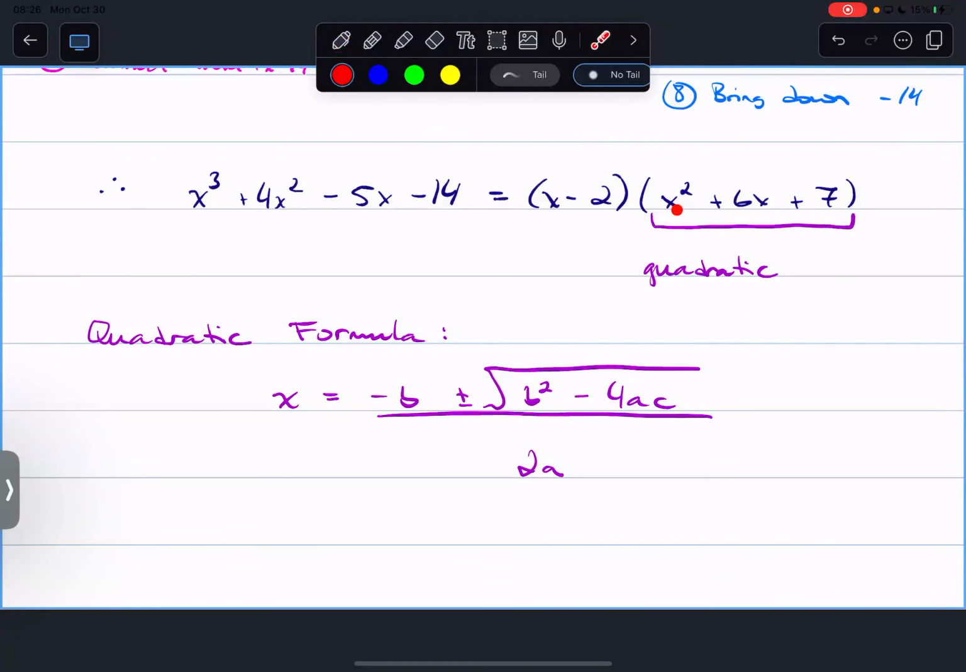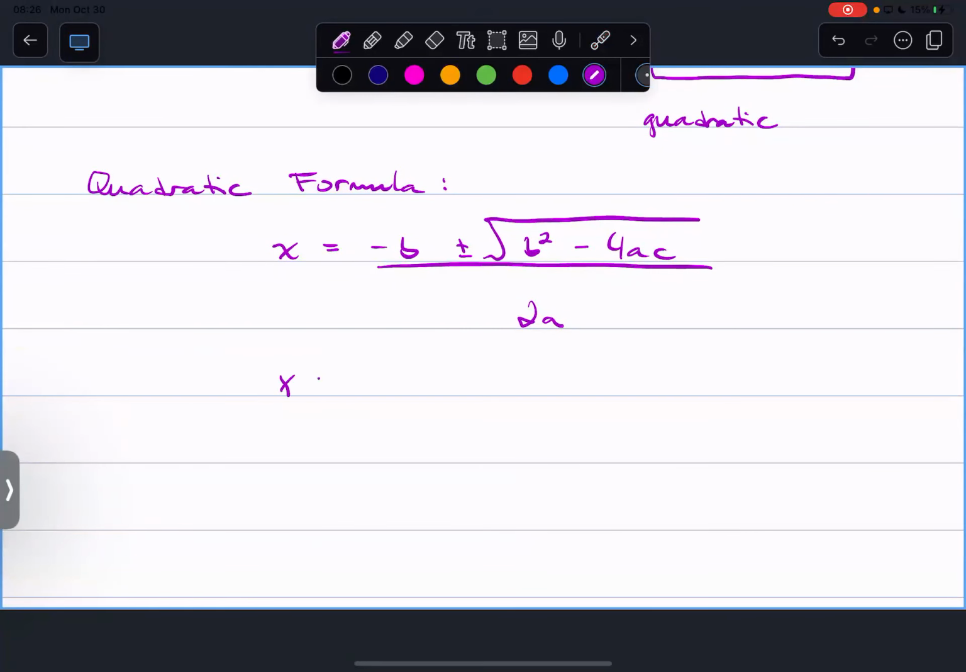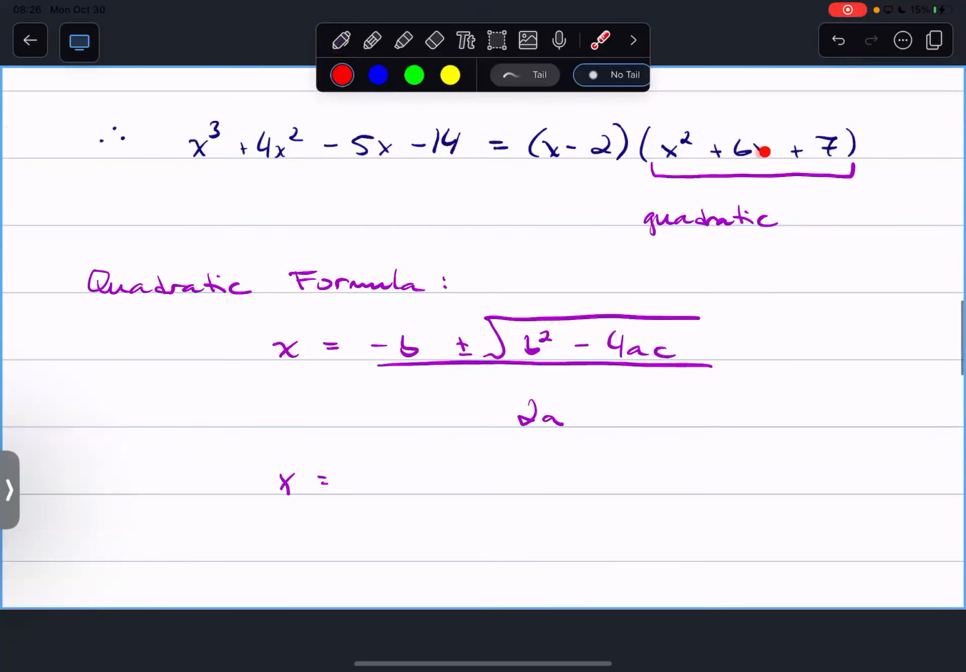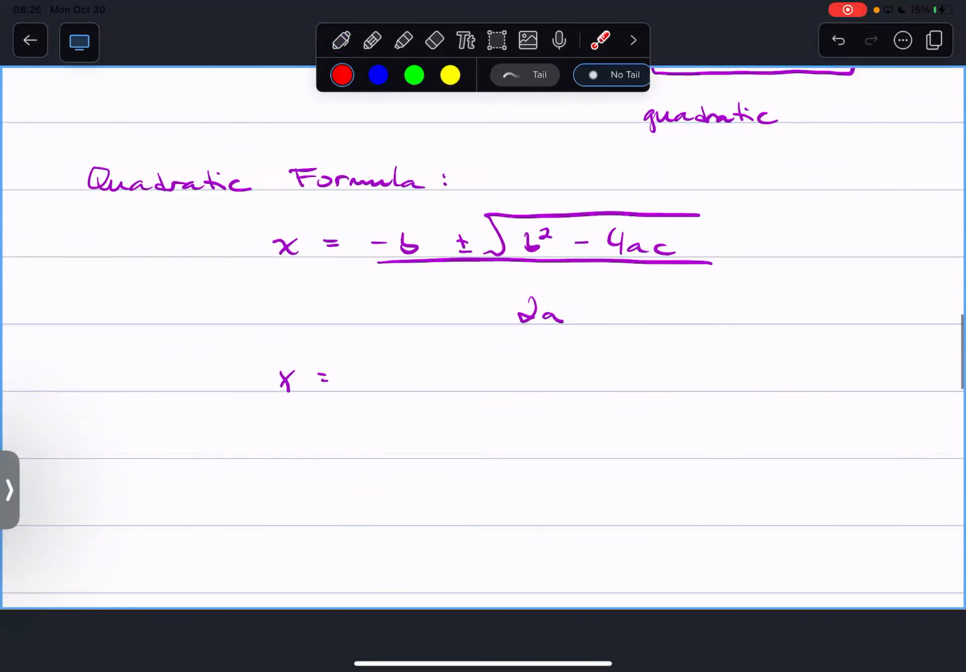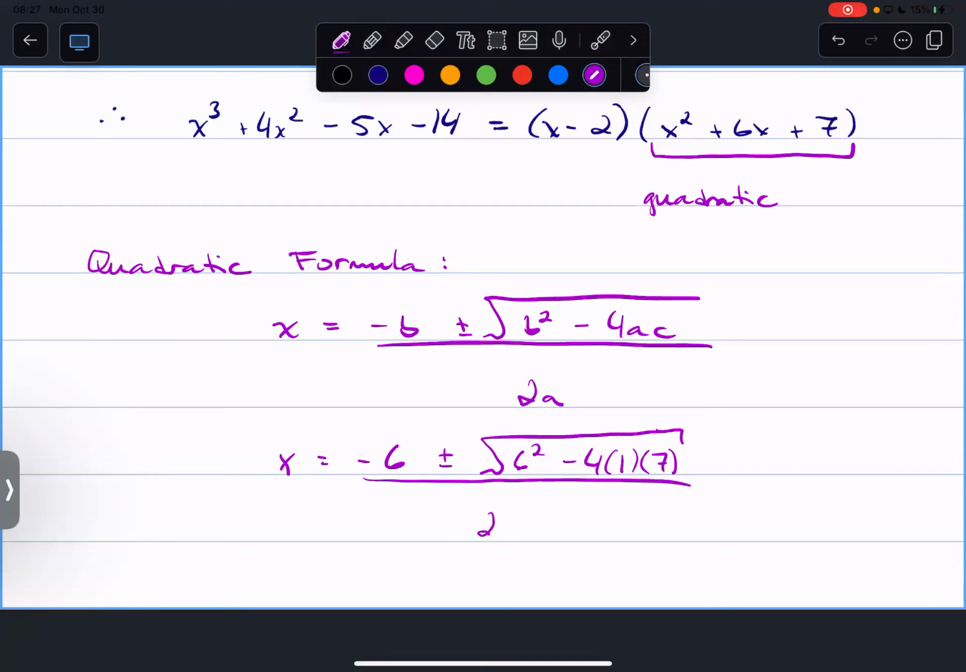In this case, a is 1, b is 6, and c is 7. So I can use this formula to find the x values that make this 0, right? Okay, so I have negative 6 plus minus the square root of 6 squared minus 4 times 1 times 7 divided by 2 times 1. I need my calculator. Can't do this on my own.